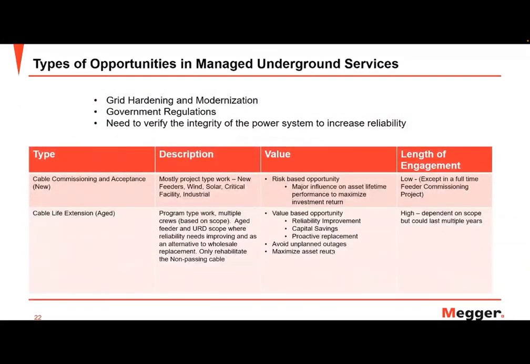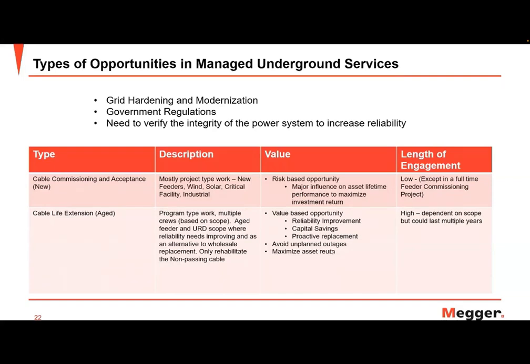So what drives this? Basically, as we read about the utilities, grid hardening and modernization is at the forefront. We know there's government regulations in terms of the reliability indices and the key performance indicators around safety and SAIFI and SAIDI, et cetera, customer minutes of interruption. So what we're looking to do is help our customers verify the integrity of their power systems to increase that reliability. And there's two ways you can do this.